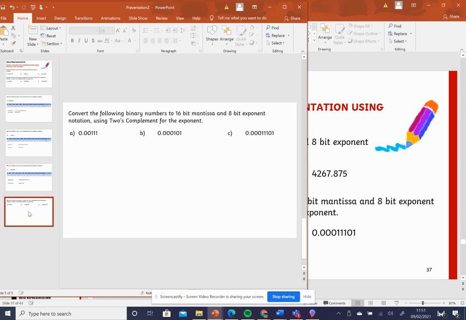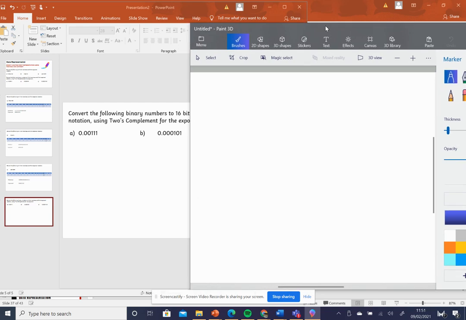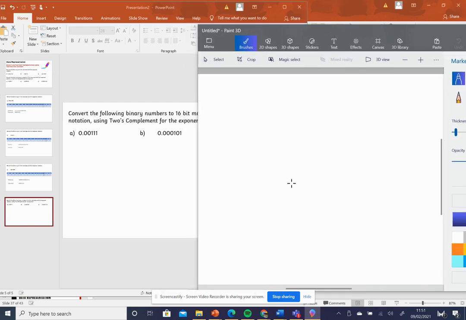Okay, the next 3 questions then we're converting smaller numbers this time, okay, but they are already written in binary. So what I'm going to do here is I'm just going to open up a paint window so I can actually draw this for you so you can see what I'm doing. So this first value here then, again, we're writing it out in 16-bit mantissa and 8-bit exponent notation.